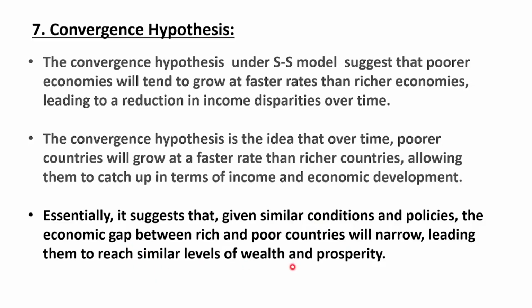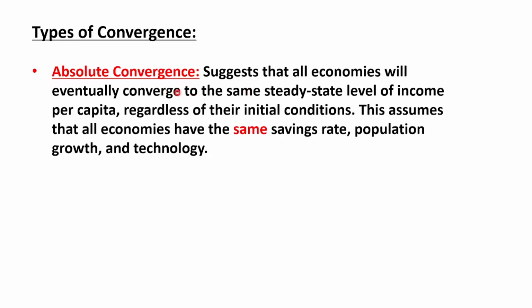So now let's go to our another topic of convergence. Types of convergence. So basically there are two types of convergence. Absolute convergence. Here absolute convergence suggests that all economies will eventually converge to the same steady state level of income per capita regardless of their initial conditions. This assumes that all the economies have the same saving rate, population growth rate, and technology.